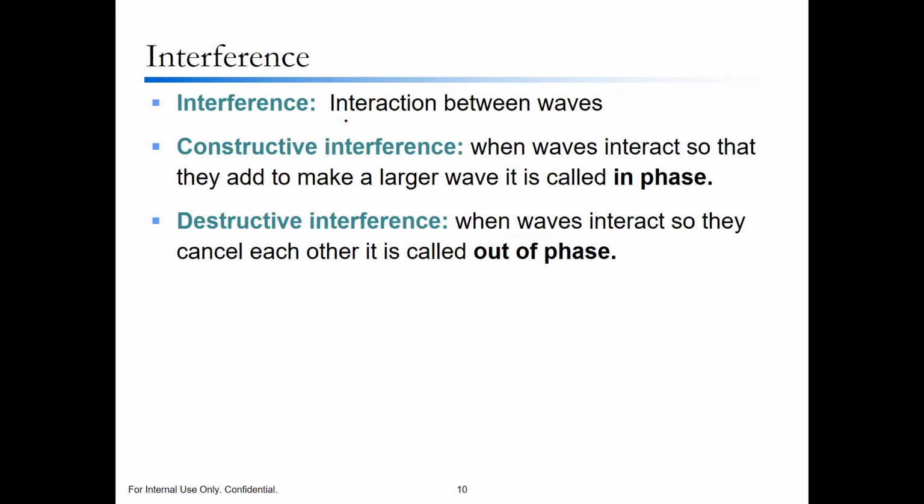So when waves interact with one another, that's called interference. When they interfere with each other and they add together, it's called constructive interference. When they interfere again, but they subtract each other out, that's called destructive. So waves could interact with each other, and they could add or they could subtract each other out. So that's called constructive, destructive interference.